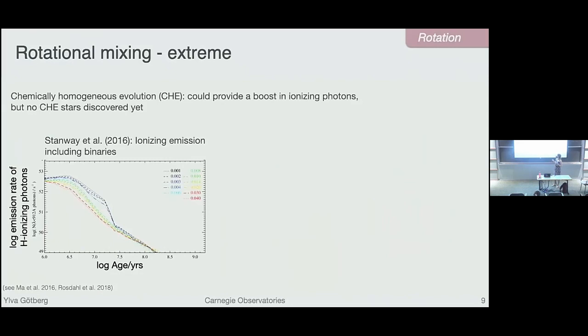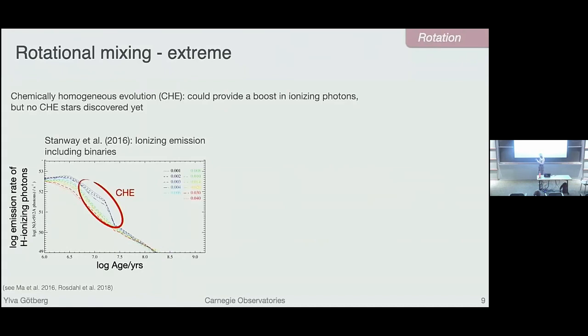And so what they did, they invoke chemically homogeneous evolution for low metallicities of stars that accrete material. And that gives rise to this bump. And this bump, you're like, oh, that doesn't look super much. This is huge. This is really huge. So what that does is it boosts the ionizing emission so much that you create a cosmic reionization in simple models at redshift 9. It's a lot.